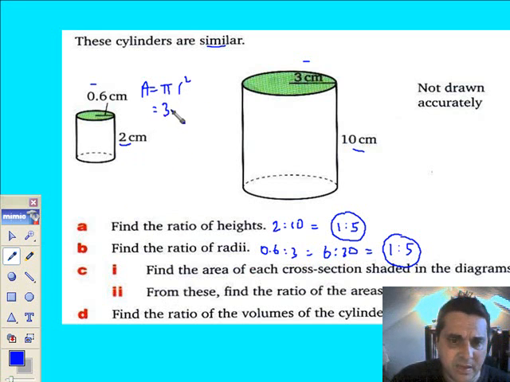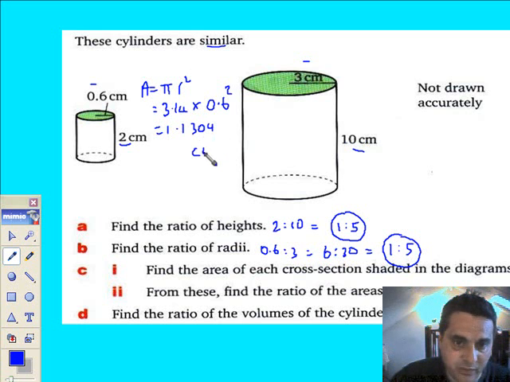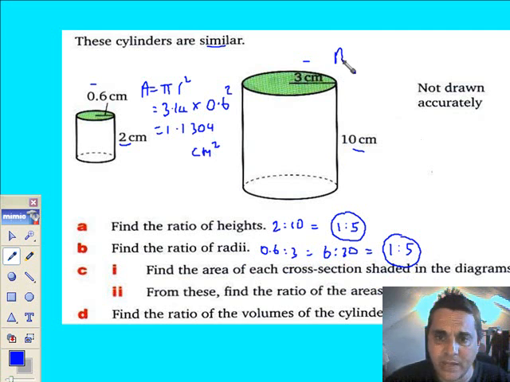So that's going to be 3.14 times 0.6 squared. Just grab my calculator quickly. So 3.14 times 0.6 squared, that gives me 1.1304 centimeter squares. And now I'll do the same to the big one here.